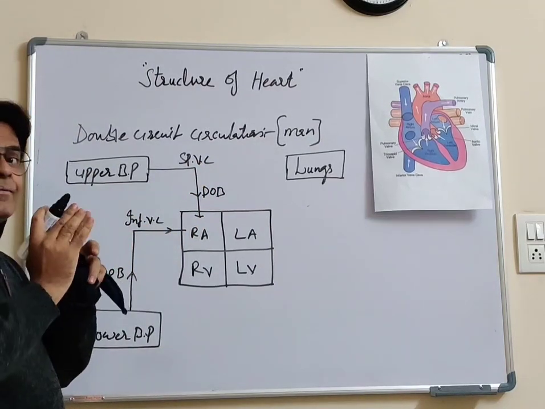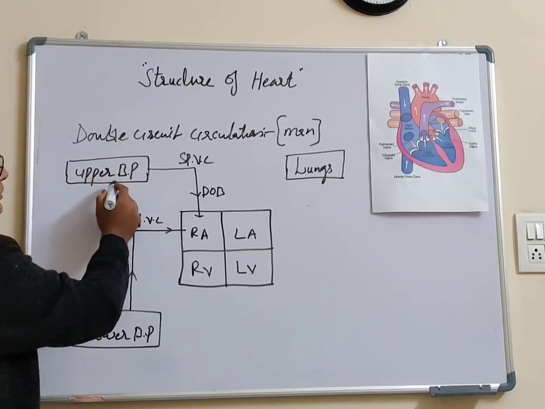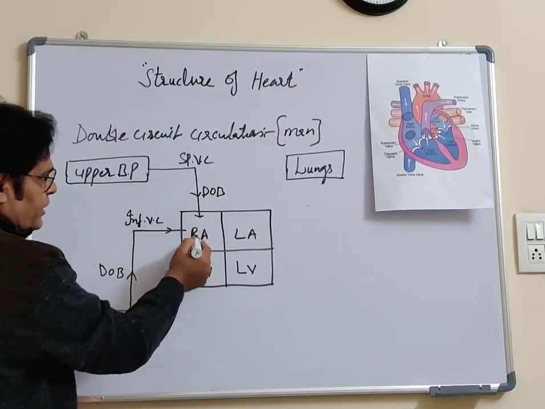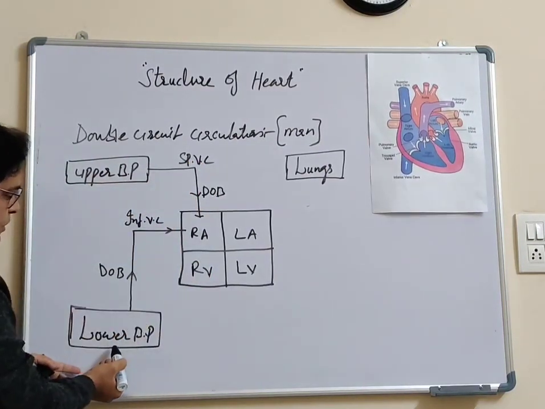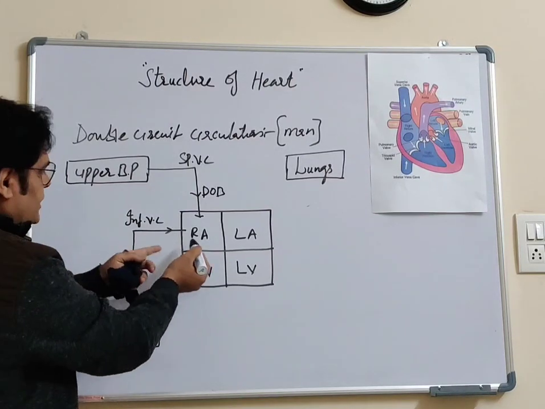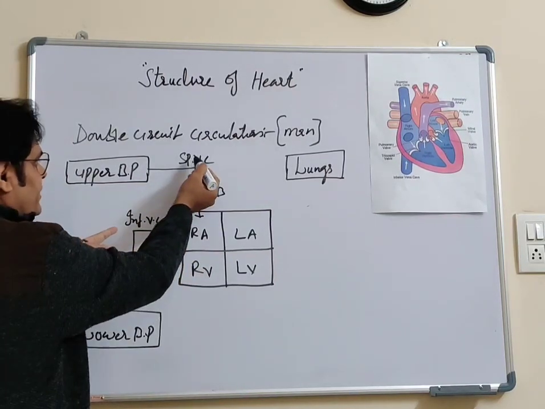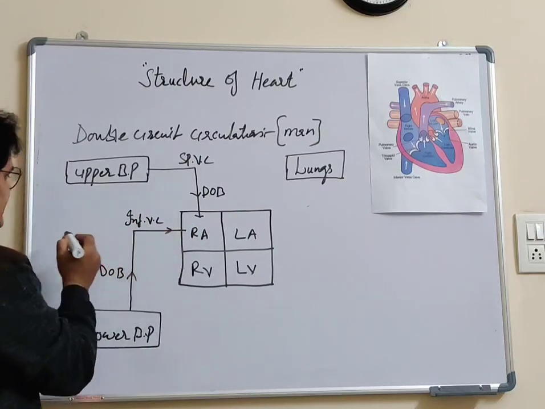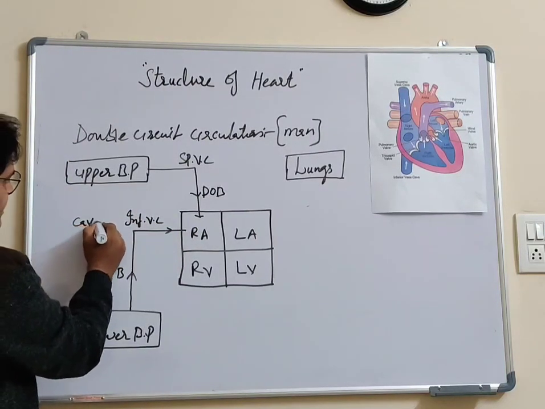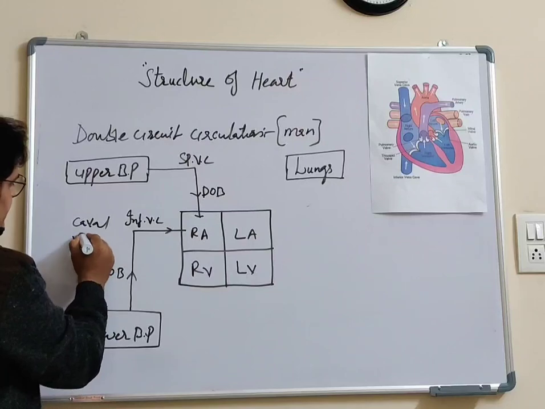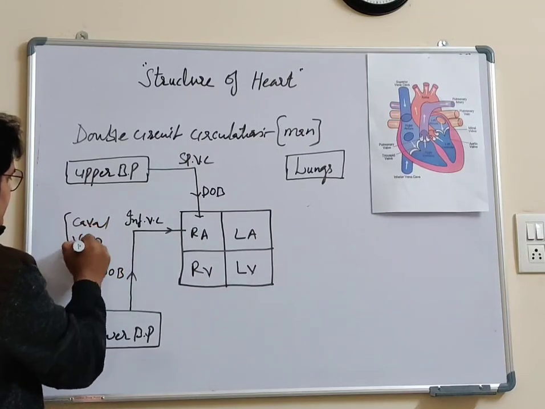What are they called? Caval veins. Clear? So from the upper portion of the body, the deoxygenated blood enters the right auricle through the superior vena cava. From the lower portion of the body, it enters the right auricle through the inferior vena cava. Superior vena cava and inferior vena cava together are called caval veins, the largest veins.